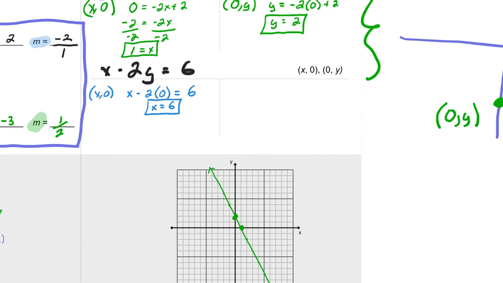On the y side, you're going to sub in 0 for x. So now it's 0 minus 2y equals 6. Negative 2y equals 6. Divide both sides by negative 2, and y equals negative 3.